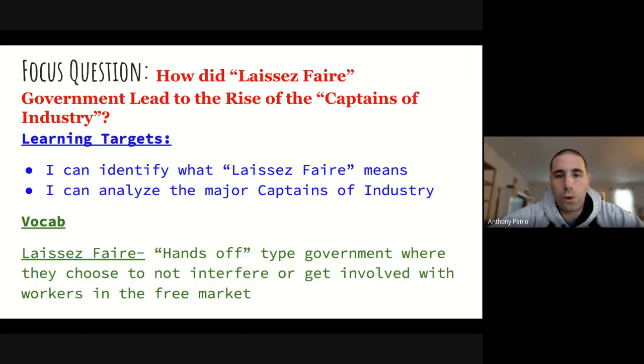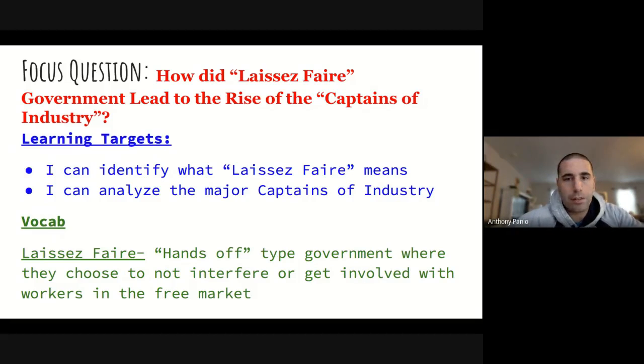So again, I just threw the vocab on there so you have it in front of you. Laissez-faire is a hands-off type of government where they choose not to interfere or get involved with workers in the free market. We're going to really look at what that means, and not getting involved in the economy. Looking at this focus question, you're going to see how this type of government leads to some things that wouldn't happen if there was more government control.